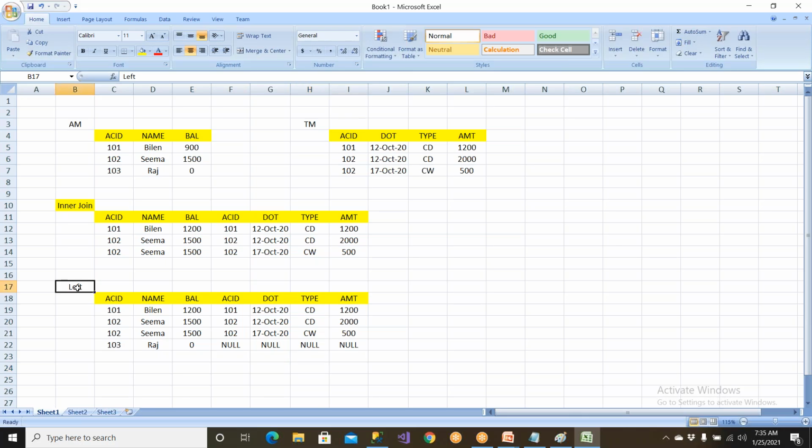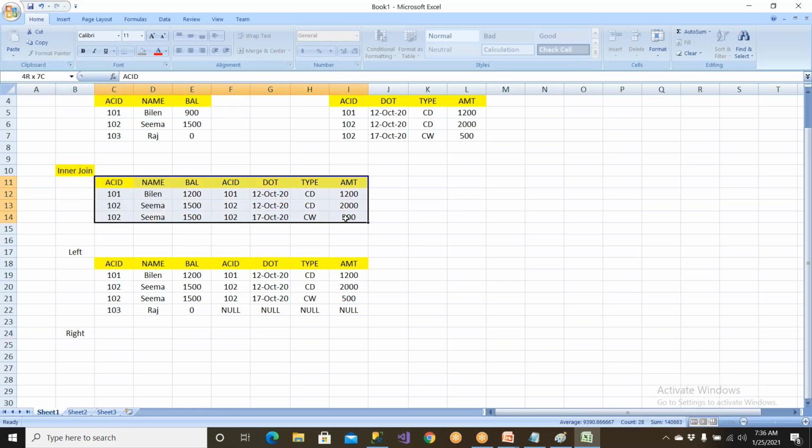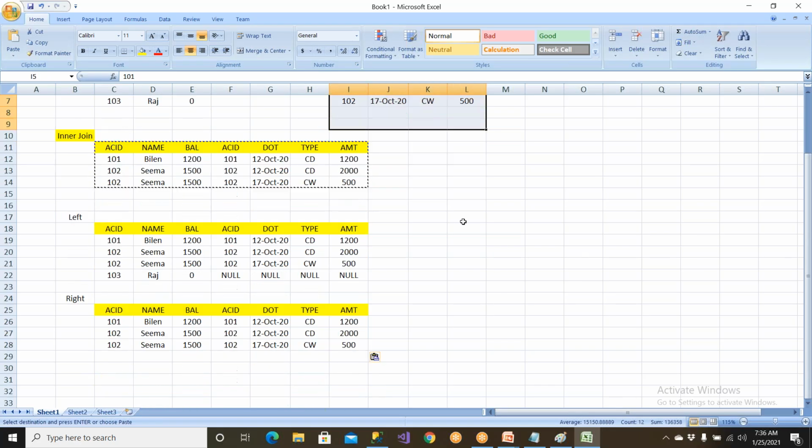If you wanted to get right outer join, so what will happen here? Let me write right outer join. Now, completely matching record data will come plus unmatched data from the right table. There is no unmatched data. 101 is matching, 102 102 is matching, 102 102 is matching, but there is no extra data here. So in this case, right join is equivalent to inner join only, because there is no unmatched data in the right table.